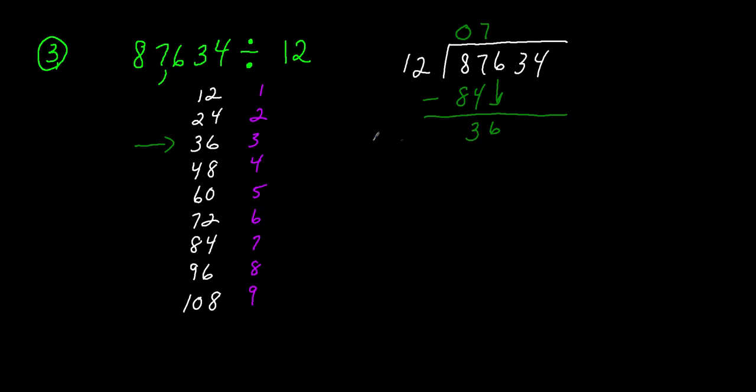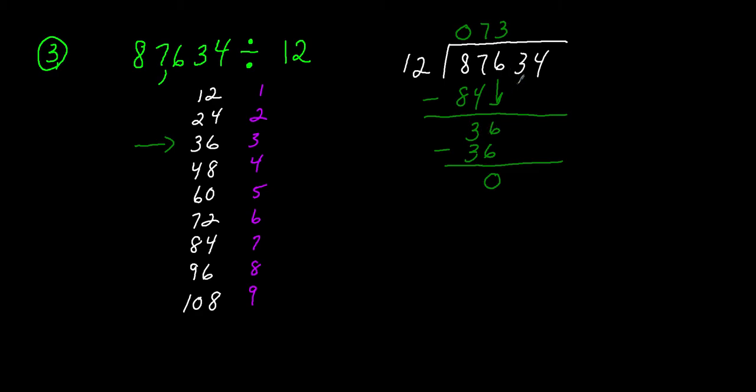So this 36 is on the list. It's the 3rd number on the list, so I'll put the 3 right above the 6 here. And 12 times 3 is 36. So I'll write this 36 right below this 36. Let's subtract that out. That's 0. 36 minus 36 is 0.